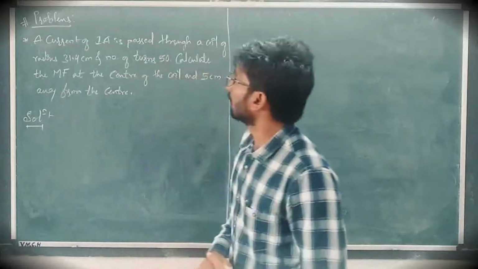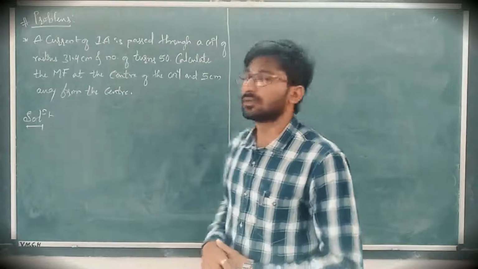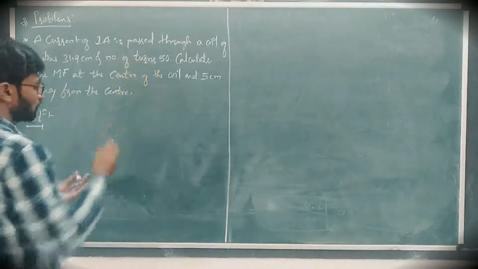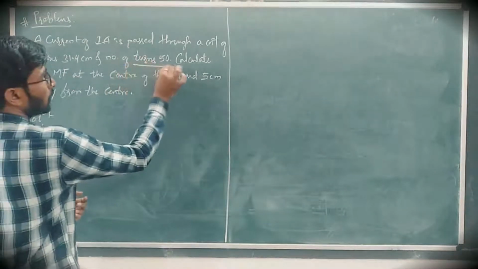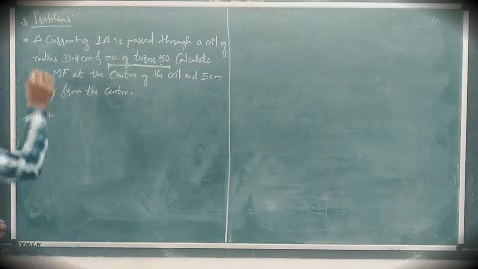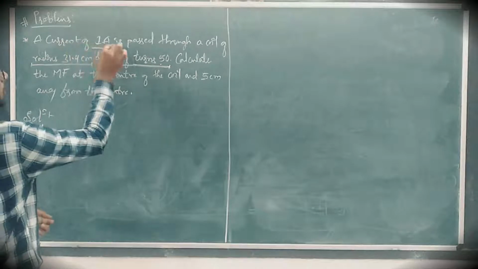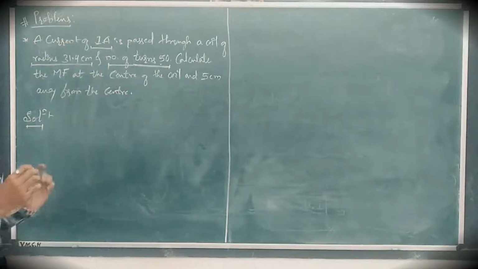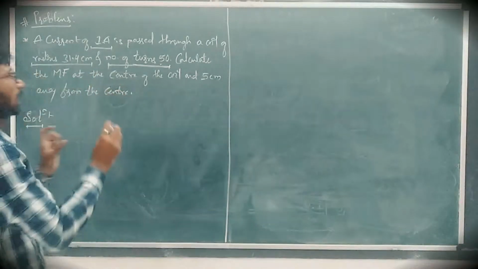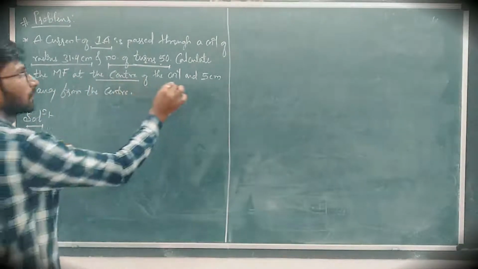Here a current of 1 ampere is passed through a coil of radius 31.4 centimeter and number of turns 50. To understand the problem, the number of turns given is 50, the radius of the coil is 31.4 centimeter, and the current given is 1 ampere. Let us note down the important given parameters and what they have asked here: the magnetic field at the center of the coil.